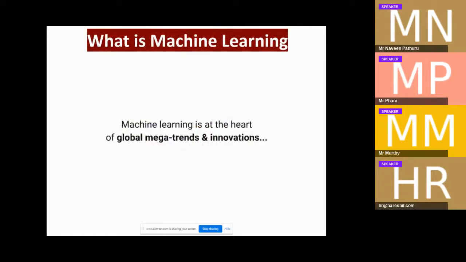Machine learning is at the heart of global megatrends and innovations. Today, you take any company which is profiting. What is the heart of it? That is machine learning. Without machine learning, Google is not reality. Without Google, lots of jobs are gone. Uber is not a reality. Ola is not a reality. Your Airbnb, everything at the heart of these companies is machine learning, guys. It is the heart of global megatrends and innovations.